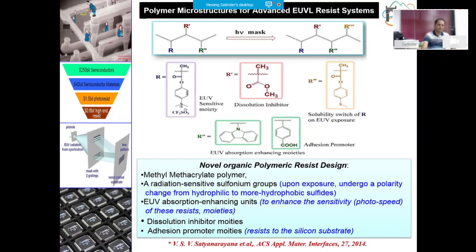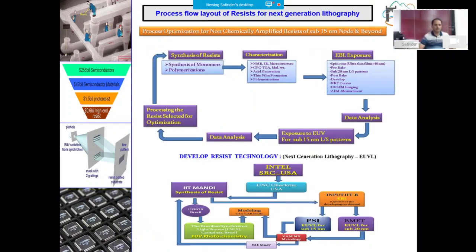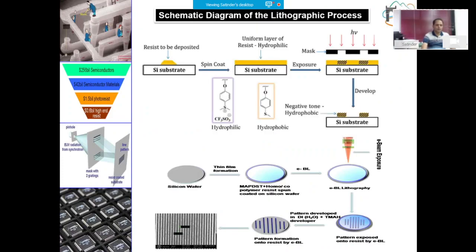One of them is this. So this is the way we work. We synthesize the material at IIT Mandi, then do some characterizations like NMR, GPC, and thin film formation. Then we do EBL or HIBL for patterning and prototyping. After that, we do the data analysis and expose the samples to UV at Lawrence Berkeley or IMEC, which we do regularly. Sometimes we also send them to PSI. These things go in parallel, because those facilities are not with us, but the prototyping facilities are. So we'll do the prototyping of the most potential systems.